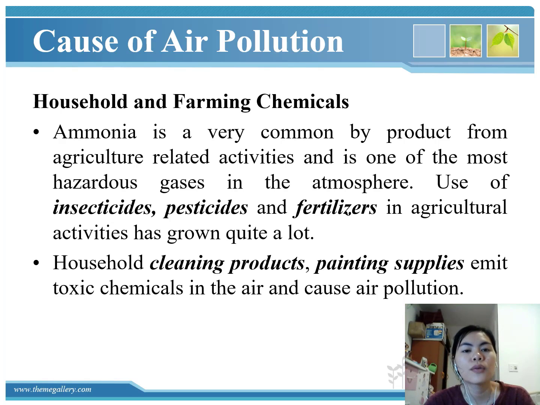Another reason for air pollution is household and farming chemicals. You can see that the use of insecticides, pesticides, and fertilizer releases a lot of ammonia, one kind of common byproduct from agriculture. It's a kind of hazardous gas. It can be released into the atmosphere by using a lot of these kinds of products.